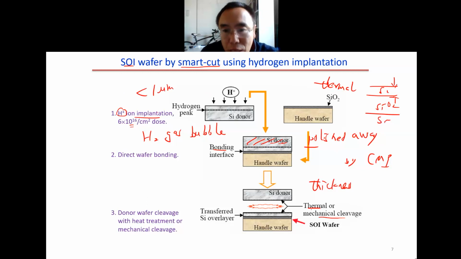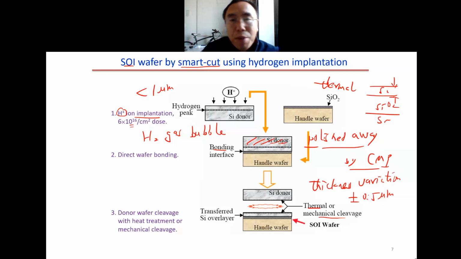The limit for this method is the thickness variation. The thickness variation for the polishing process gives about plus or minus 0.5 micrometer, but this can be too high a value for some applications.